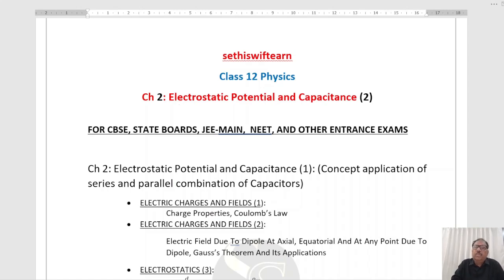Hello students, in today's session of electric potential and capacitance, further concepts will be cleared using illustrations from JEE Main.